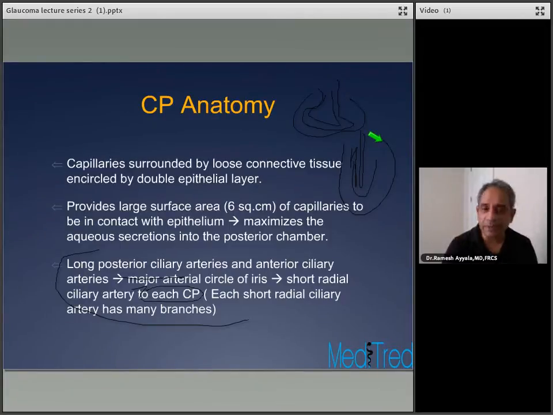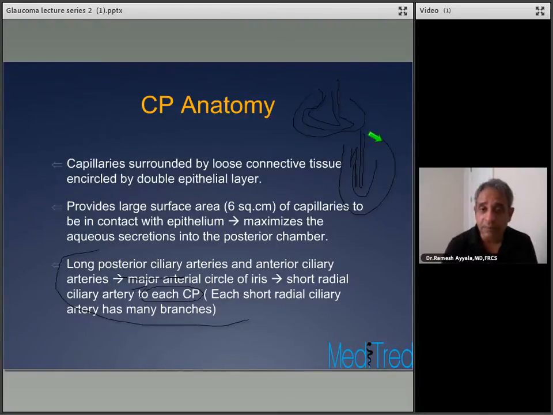Now, why do we need this kind of complex anatomy here? It provides a large surface area, up to 6 square centimeters of capillaries, to be in contact with the epithelium, and this in turn will maximize the aqueous secretion into the small space called the posterior chamber.